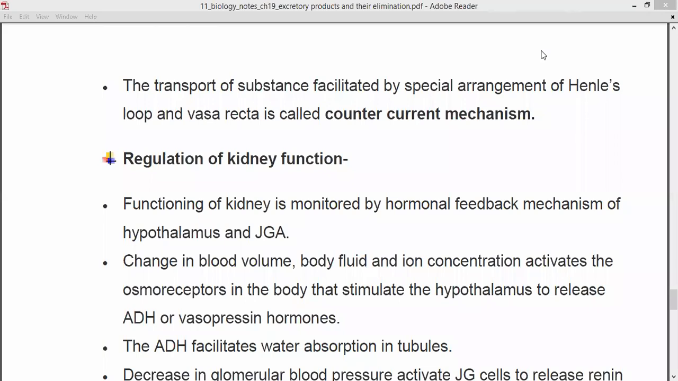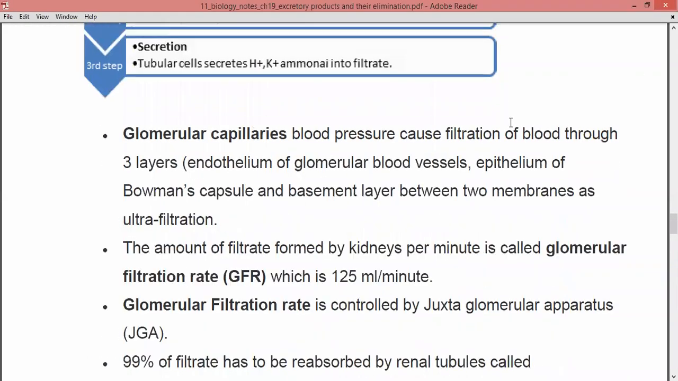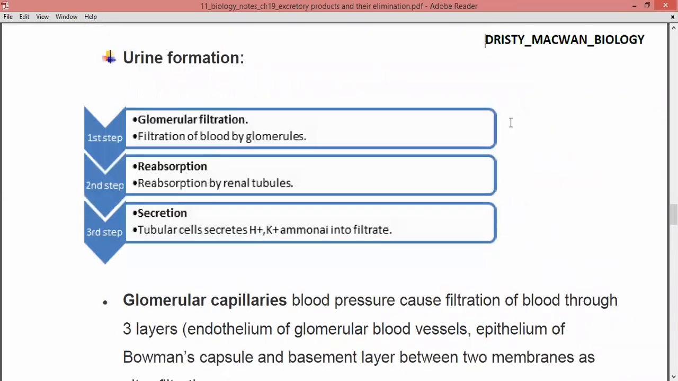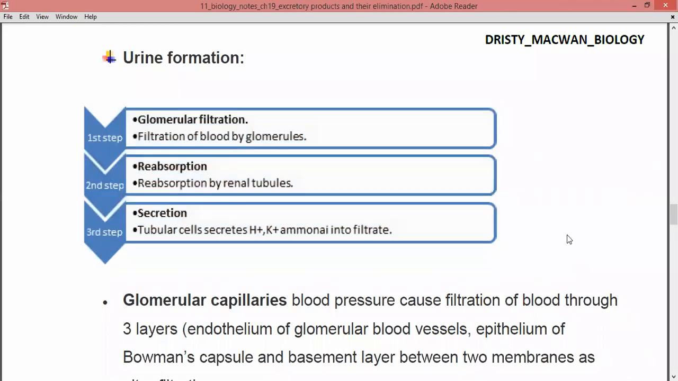Today we are going to see 11th science biology and we are going to resume the chapter on excretory products and their elimination. We have already covered several topics and today we are going to see the formation of urine. It is divided into several steps. There are three steps of urine formation.